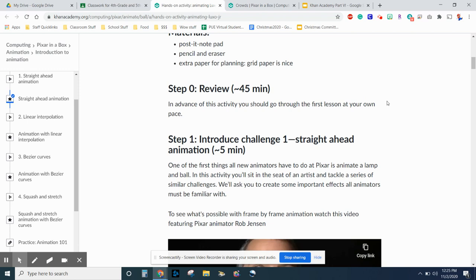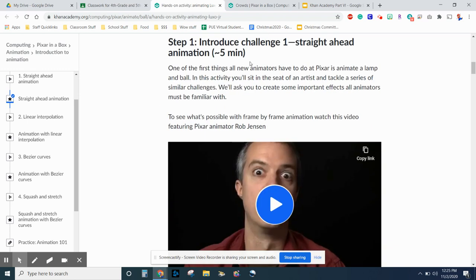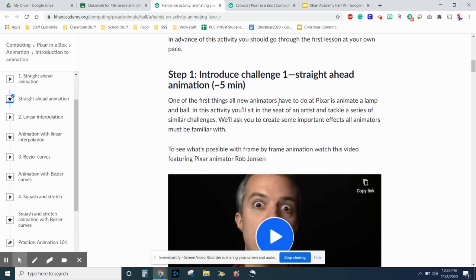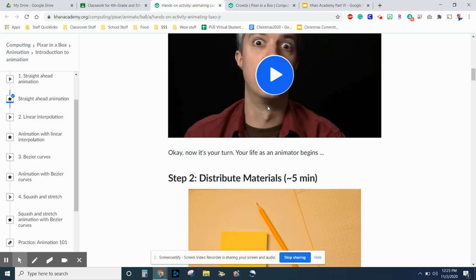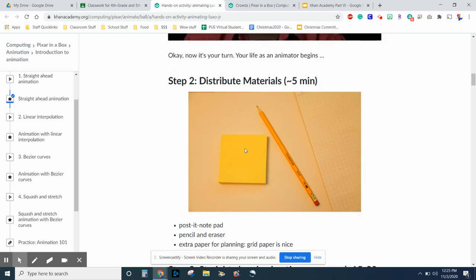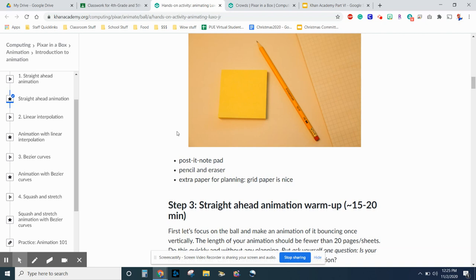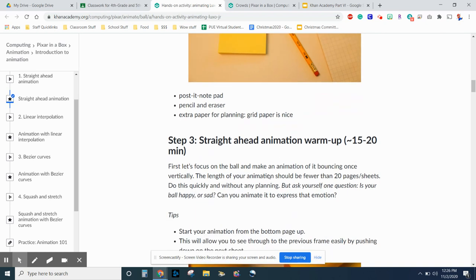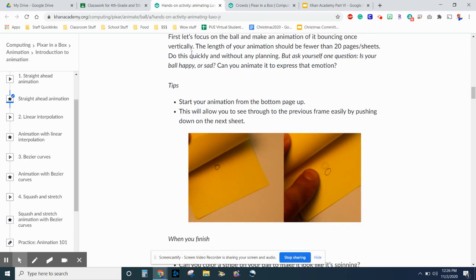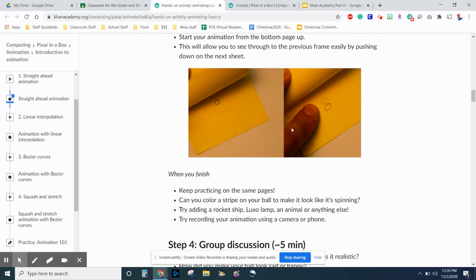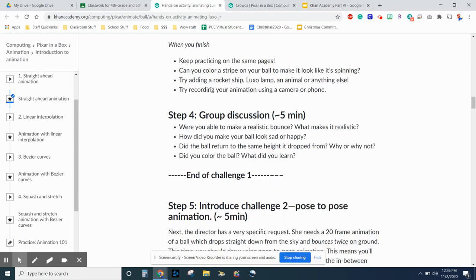So you can review the lesson at your own pace, which we already went through, so you've already done that part. The first thing you need to do is get some resources. So you're going to get a pencil, paper, and sticky notes. That's all you're going to get. I'm going to see if I can find some grid paper. If not, I'll print off some grid sheets for you. And then you're going to follow the steps and try to animate a ball just bouncing, just with the sticky notes, and you can do like a little flip book, and then we're going to talk about it.